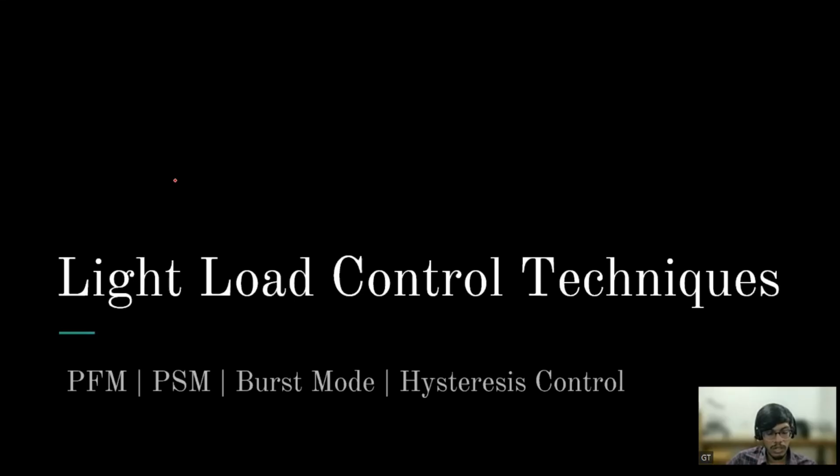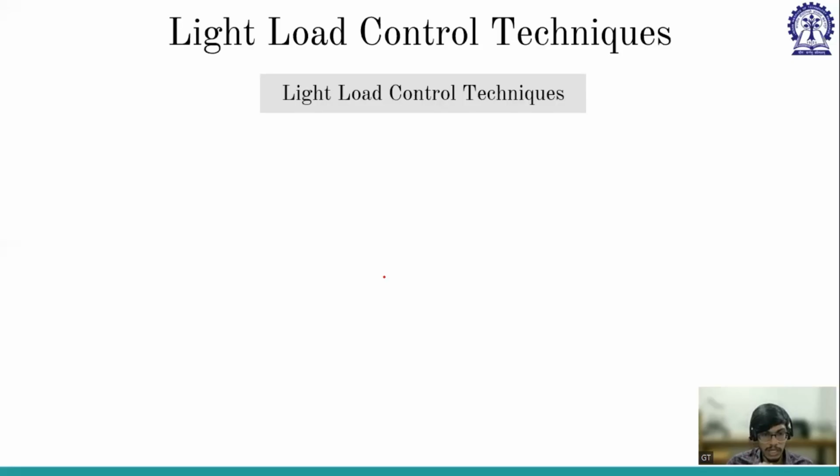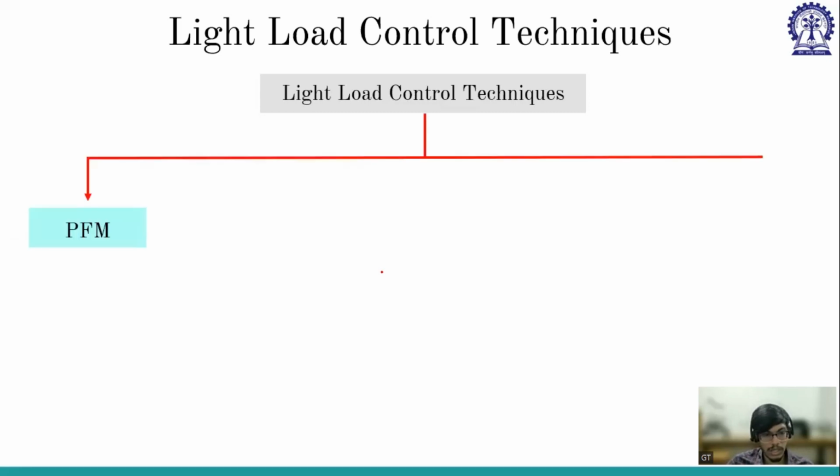So till now we have considered different kinds of control techniques. First to start with fixed frequency, then variable frequency, both voltage mode and current mode. But before going into the adaptive on time, let us have a brief overview of light load control architectures. So one is PFM, pulse frequency modulation, pulse skipping modulation, burst mode, and hysteresis control. So these are the light load control techniques: PFM, PSM, burst mode, and hysteresis.